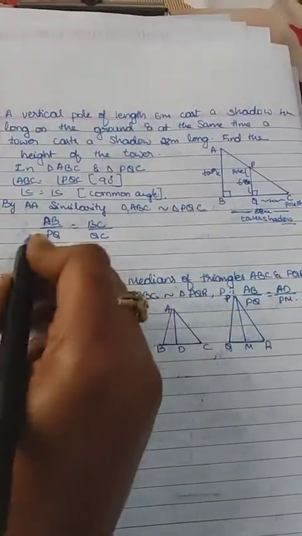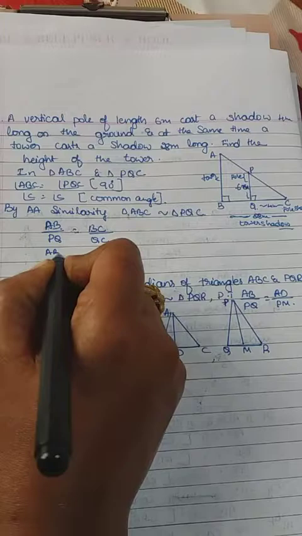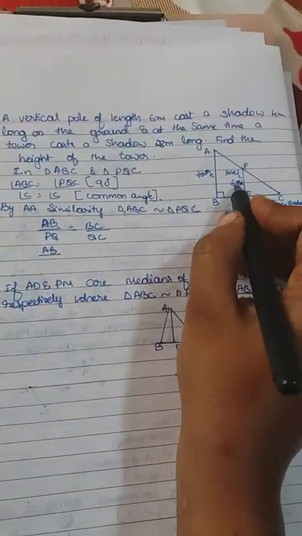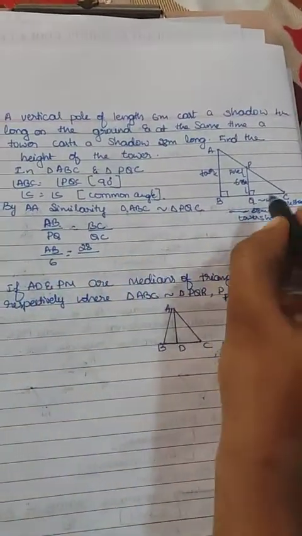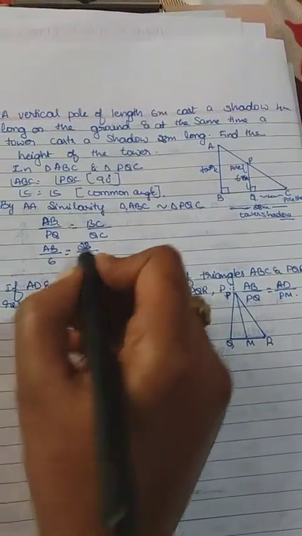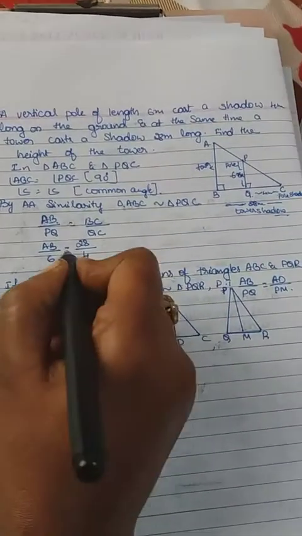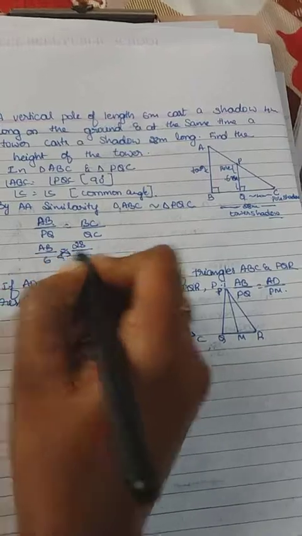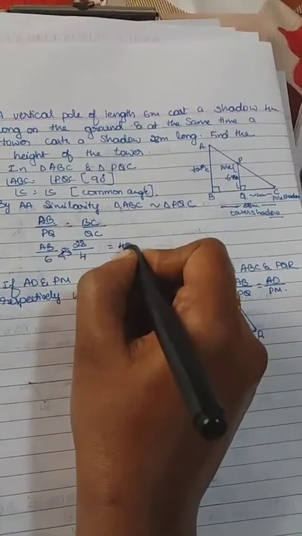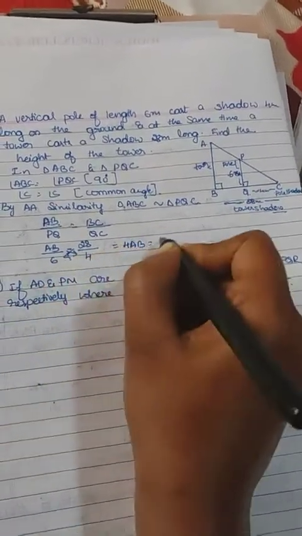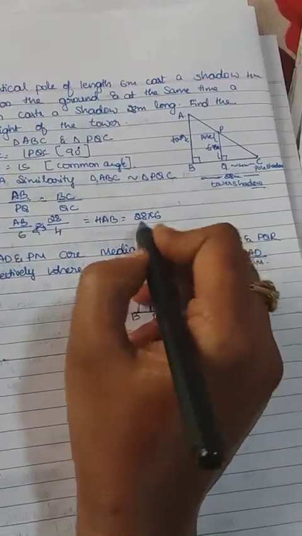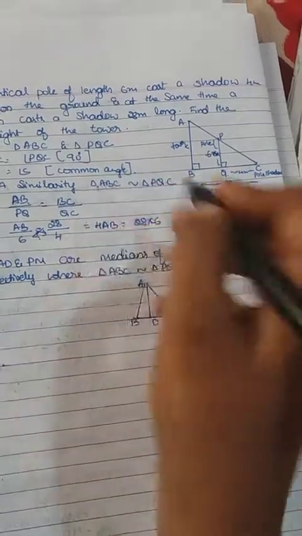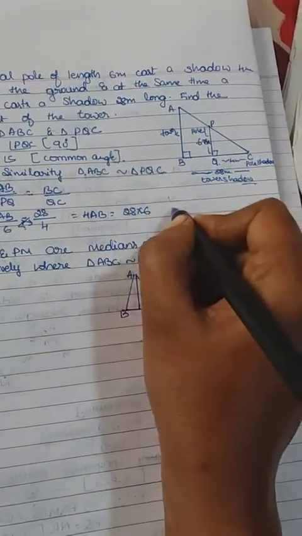AB they didn't give the measurement, as it is, we want to find out. PQ they have given, that is 6, substitute that. BC they have given, that is 28, substitute that. And QC also they have given, that is 4, substitute that. So do the cross multiplication here. AB into 4 is 4AB, equal to 28 into 6. Don't go to multiply. If you multiply, it will again become difficult. So try to solve like that only.